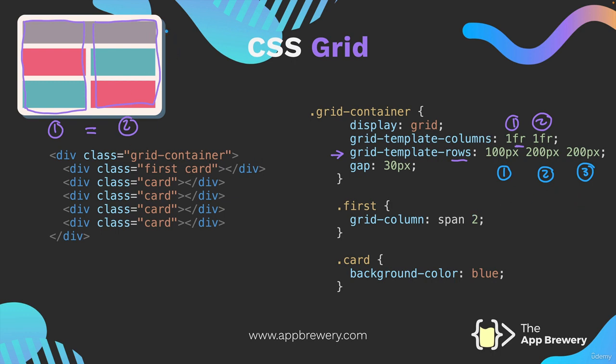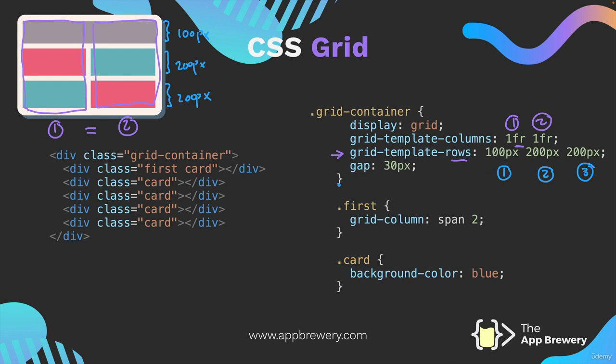And for rows, you'll often see this. So what we said is that the top row should have 100 pixels in height. The next one should be 200 pixels in height. And the next one is also 200 pixels. CSS Grid, as you can see, is an incredibly flexible way of creating very complex layouts very quickly.